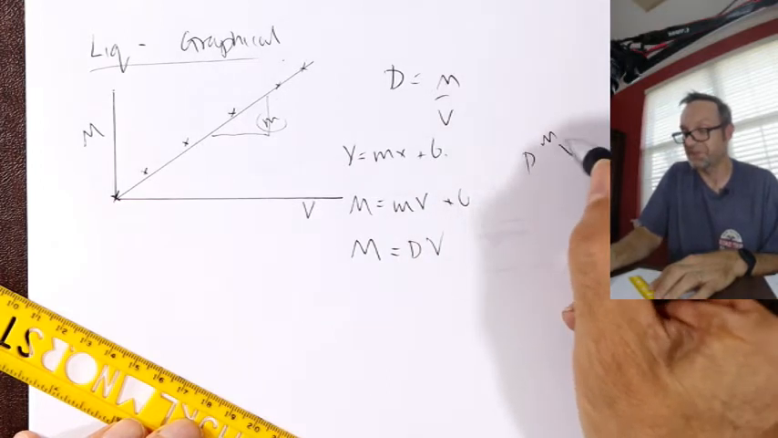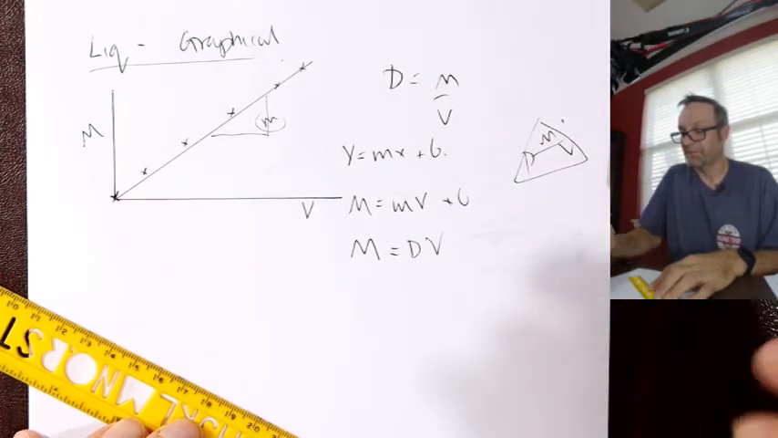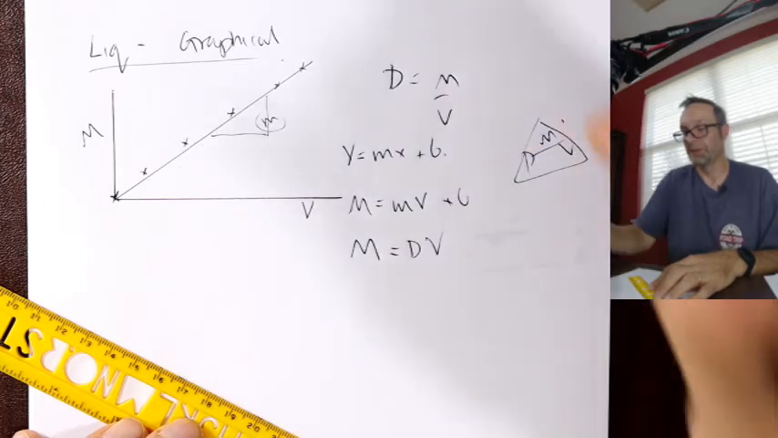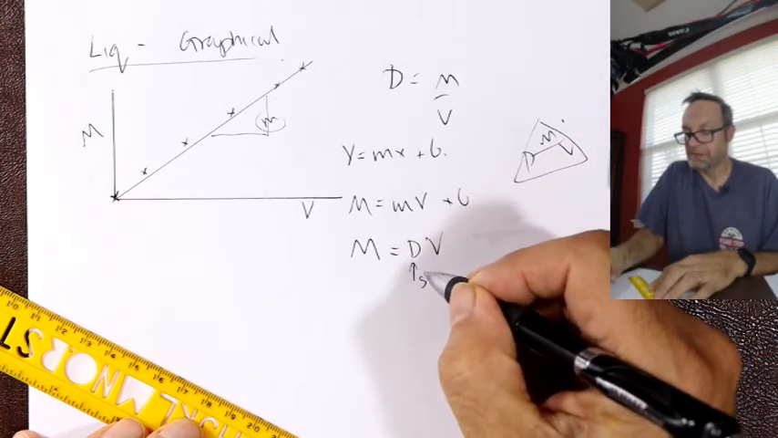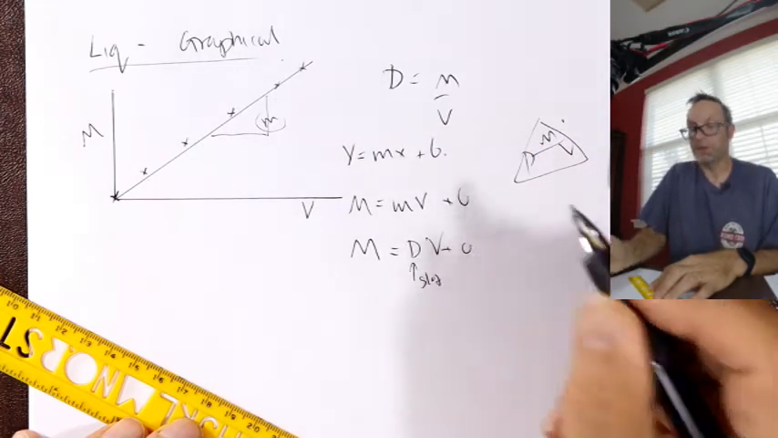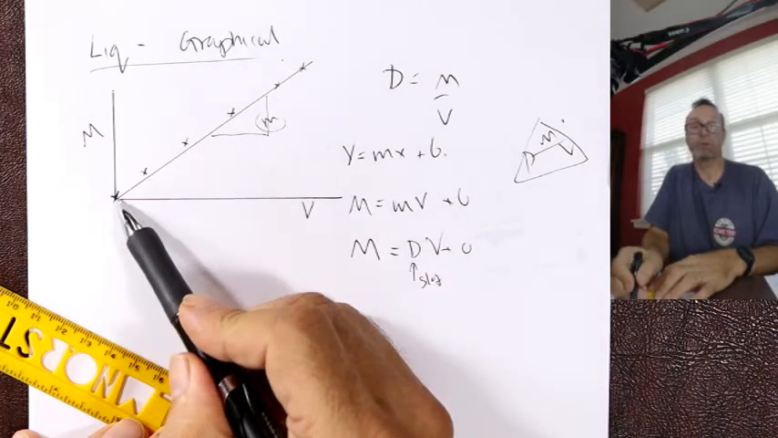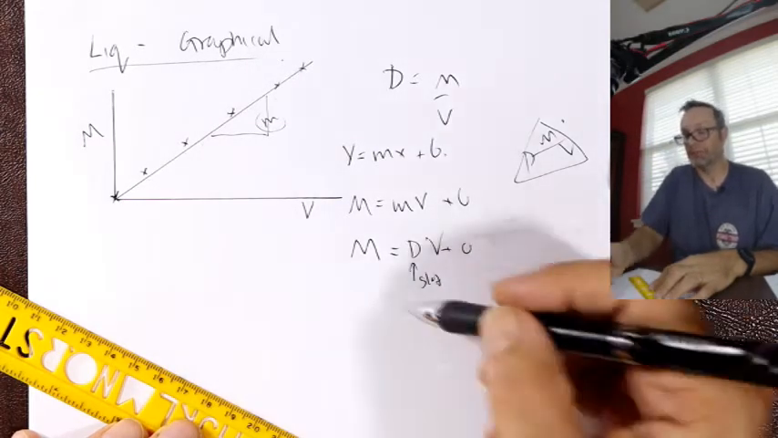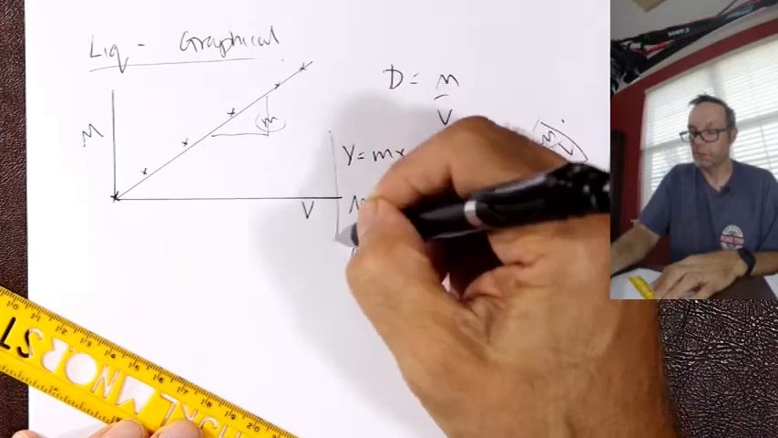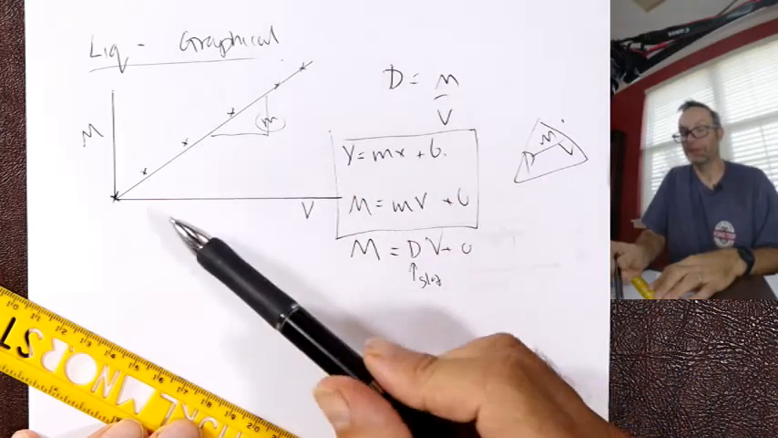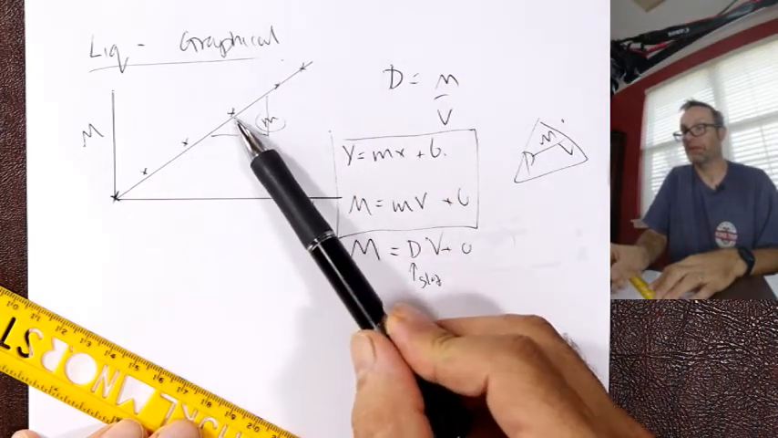Density is mass over volume, so mass is density times volume. So that's the slope. And the intercept is 0 because, you know, 0 mass is 0 volume. So you should get something like that. When you plot these data points for the liquid, you should get a pretty straight line.